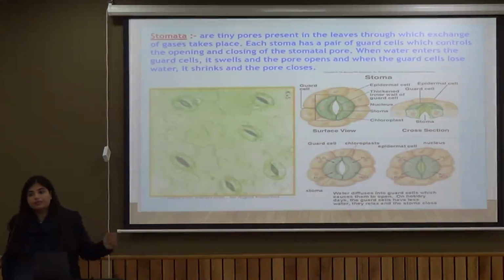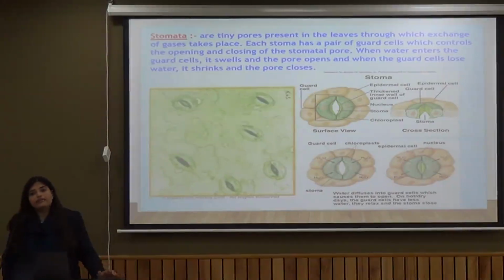Now if you see, stomata is basically made up of two guard cells. Now these two guard cells have an opening between them which is called the stomatal pore, or it may be called the stomatal opening. It can also be called stoma. The guard cells can open and close, okay, and they have chloroplast in it.